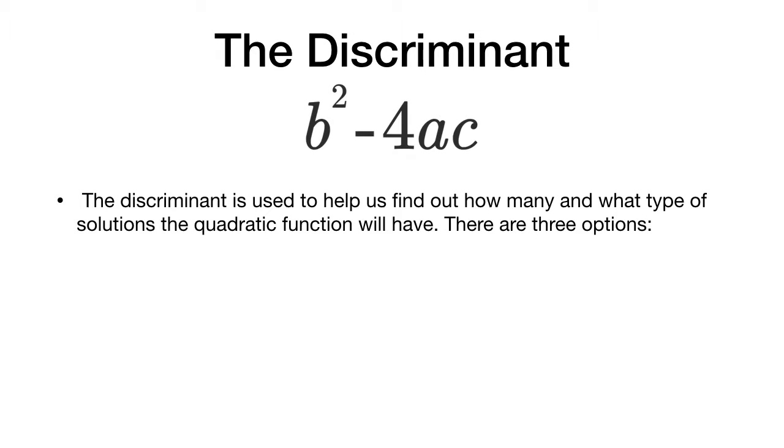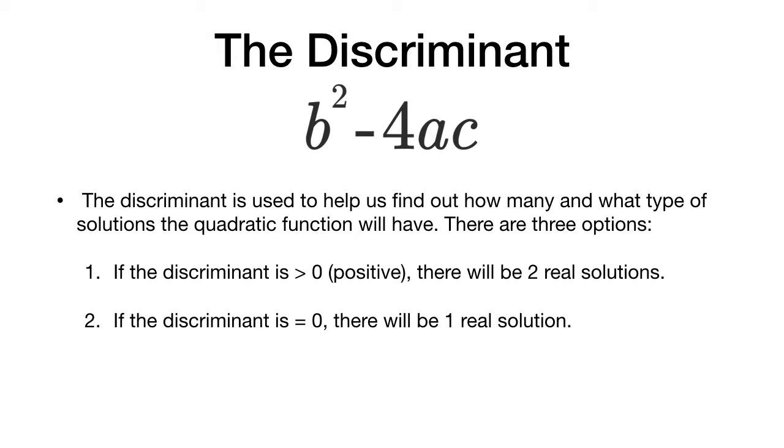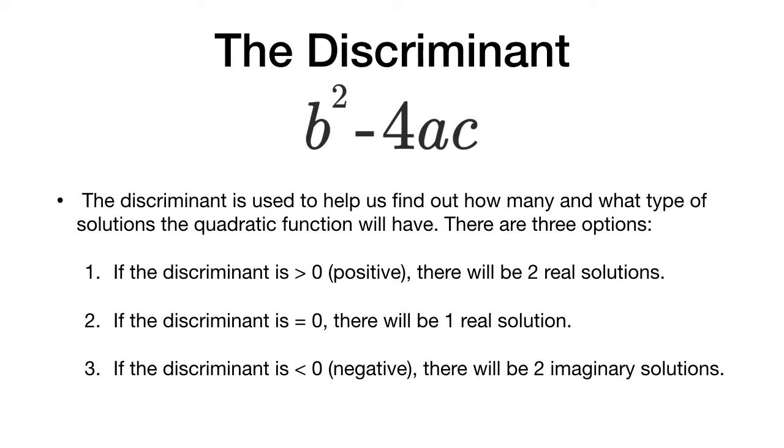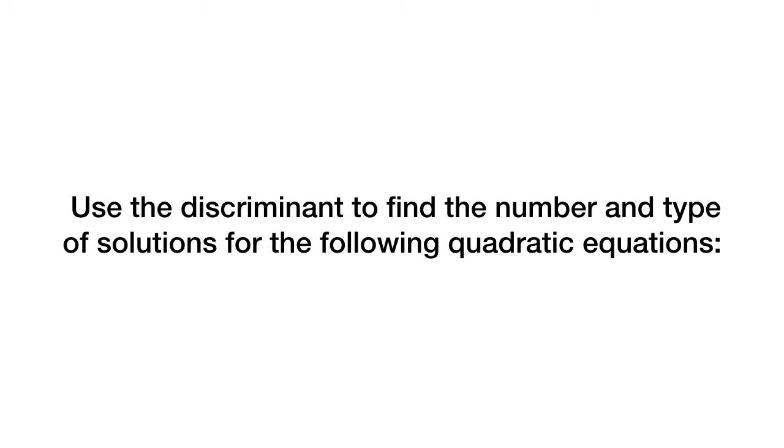All right, now we're going to talk about the discriminant. This is the discriminant right here, b squared minus 4ac. Now, if this looks familiar, it's because it's part of the quadratic equation, or the quadratic formula, which we're going to talk about in the next video. The discriminant is used to help us find out how many and what types of solutions the quadratic function will have. There are 3 options. 1, if the discriminant is positive, there will be 2 real solutions. If it's 0, there's going to be 1 real solution, and if it's negative, there will only be 2 imaginary solutions.